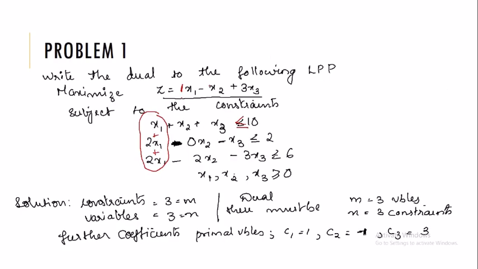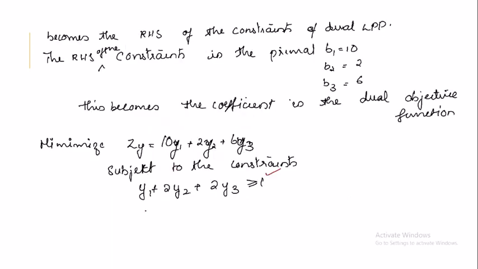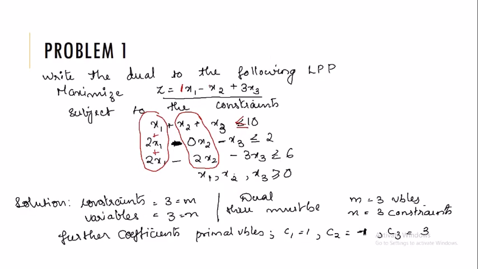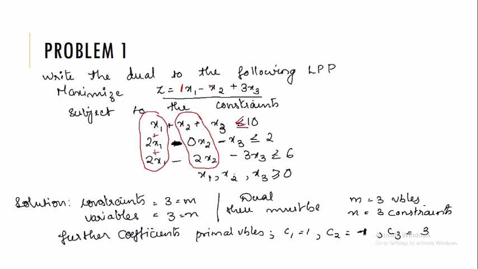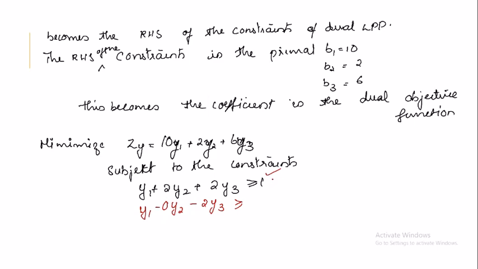Okay, so any guesses about the second constraint? Okay, let's move back. Now what is the second constraint? Something that has to be done with this. Okay, so let's see what our second constraint is. y1 minus 0 y2 minus 2y3. Now what about the sign? Yeah, greater than or equal to. What about the objective function? Minus 1. So it's minus 1.